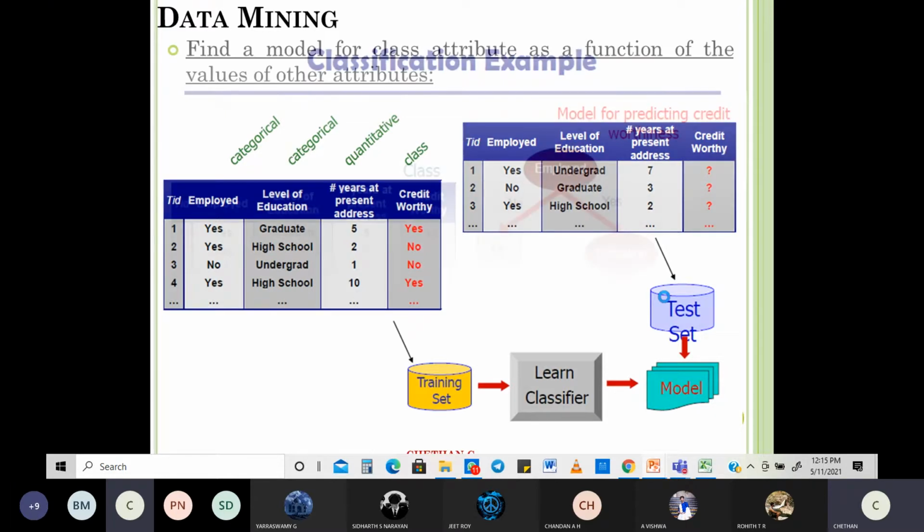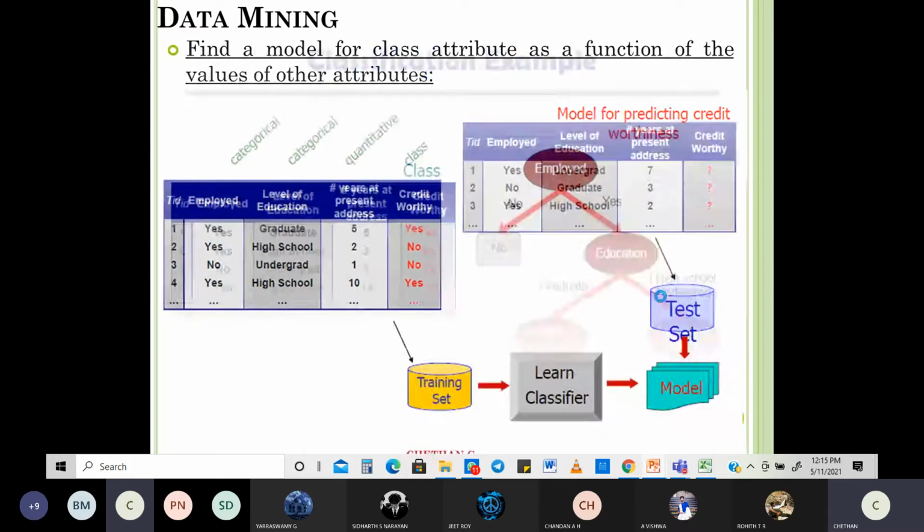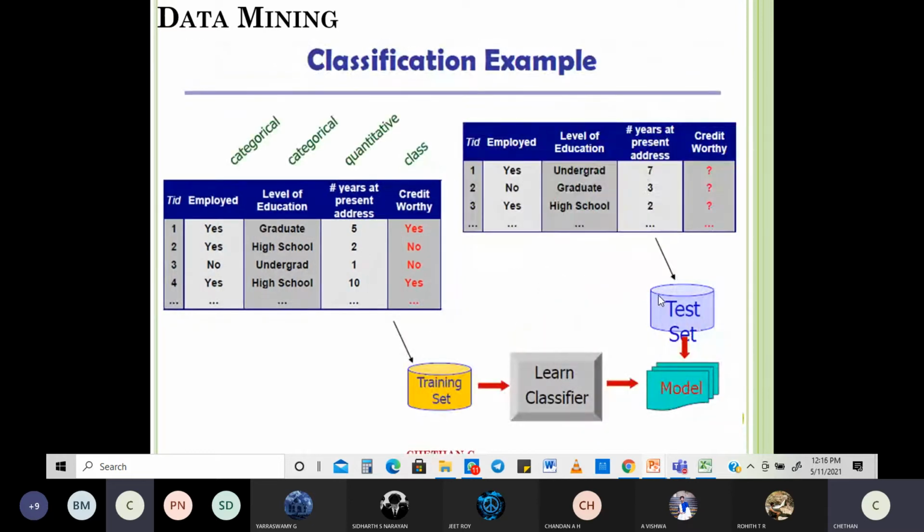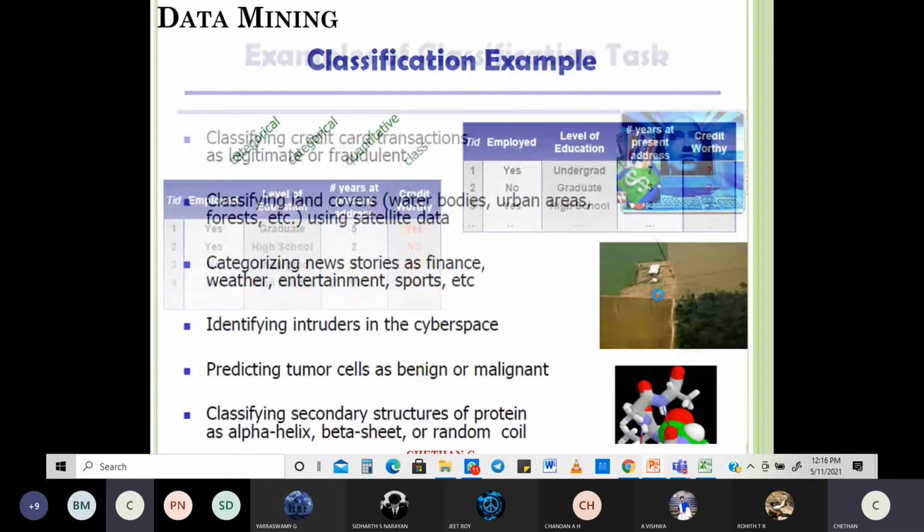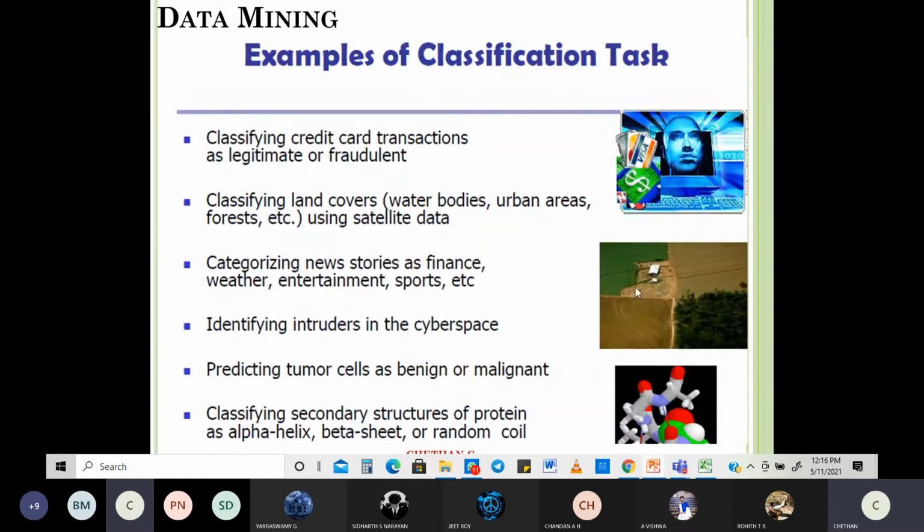You can see from this example, and from these examples also, the way this entire classification thing works. And where do you think these classification examples come through? The one which you saw: how you can classify whether a person is worthy to take a credit card or a debit card or not, whether it can be a legitimate one or a fraudulent one. Then what's the other one? Classifying the land covers. How do you classify a land cover, whether a particular land cover is a water body, an urban area, or a forest, using what? Your satellite data.